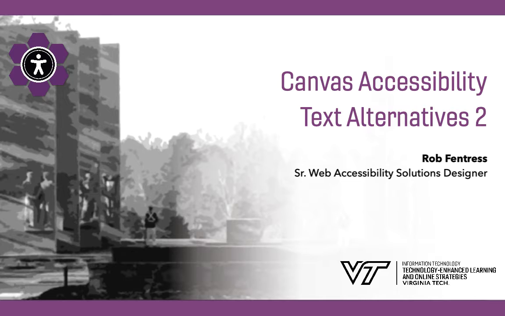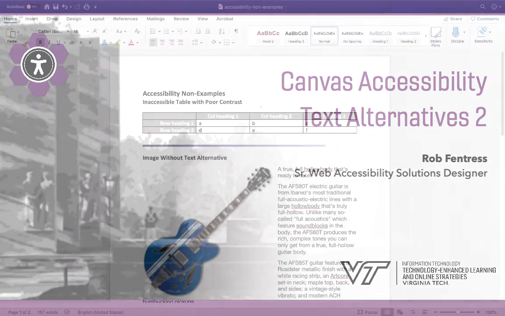In a previous video, I showed you how to provide alternative text for images in Canvas. But you also need to provide alt text for images that you include in Word and PowerPoint documents. Fortunately, it is just as easy to do in these applications as it was there.